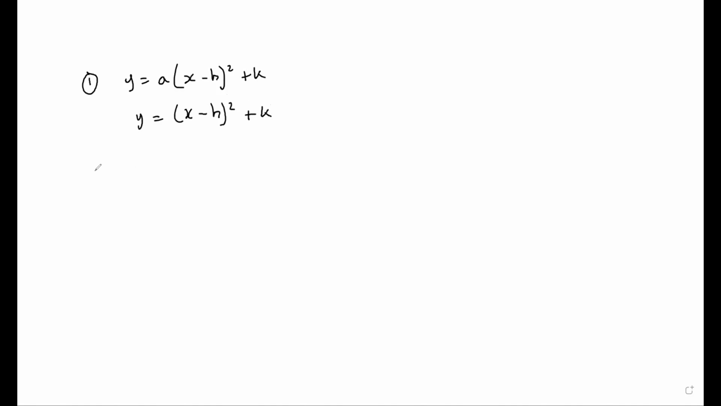Okay, so I'll write an equation. I want you to tell me what the vertex is. So y equals (x minus 3) squared minus 4. So you go to your chat box and I want you to write in the vertex, and (h, k) is the vertex.